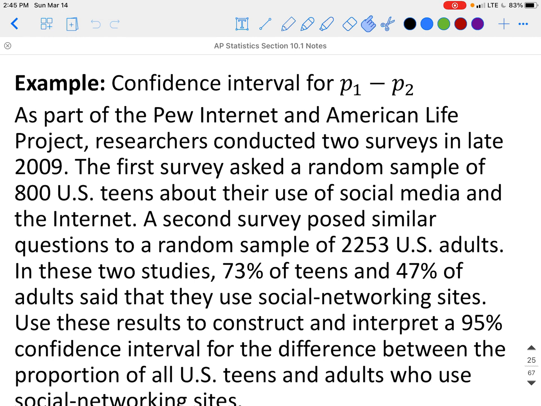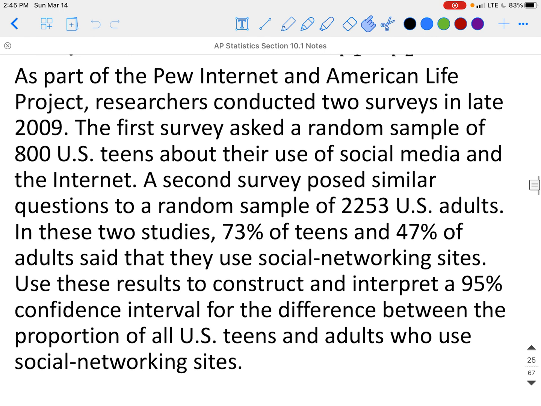As part of the Pew Internet and American Life project, researchers conducted two surveys in late 2009. The first survey asked a random sample of 800 U.S. teens about their use of social media and the internet. The second survey posed similar questions to a random sample of 2,253 U.S. adults. In these two studies, 73% of teens and 47% of adults said that they use social networking sites. Use these results to construct and interpret a 95% confidence interval for the difference between the proportions of all U.S. teens and adults who use social networking sites.